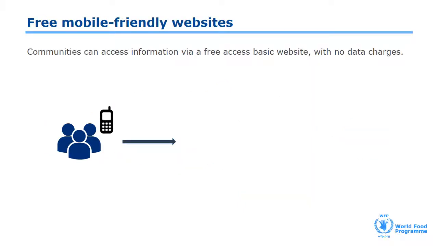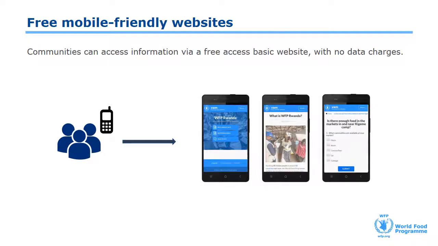To adapt our two-way communication approach to countries with increasing internet-enabled phone penetration and data usage, we have now started using free, mobile-friendly websites. The websites are designed to work on both smartphones and basic internet-enabled phones on very low bandwidth internet. Through this tool, it is possible to share relevant information such as food prices, distribution information, market access issues, or nutrition-related messages. It's also possible to ask basic survey questions, including free text, multiple choice questions, and basic polls.